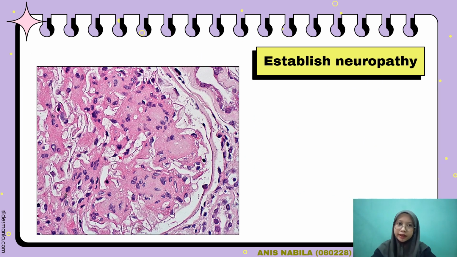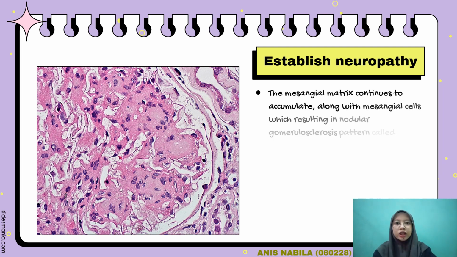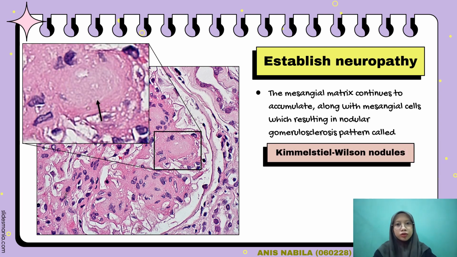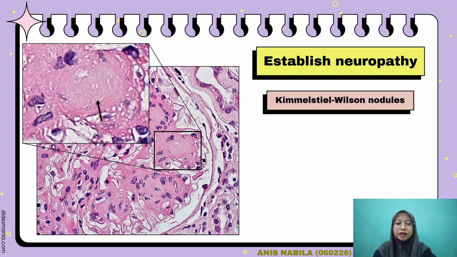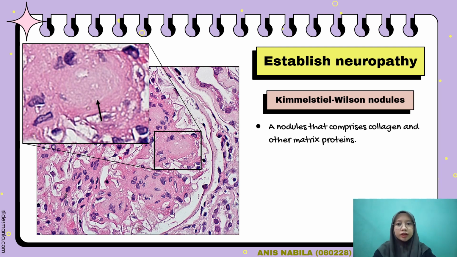Move on to the next stage. When the nephropathy starts to establish, the mesangial matrix continues to accumulate, along with mesangial cells, resulting in nodular glomerulosclerosis called Kimmelstiel-Wilson nodules, nodules that comprise collagen and other matrix proteins.